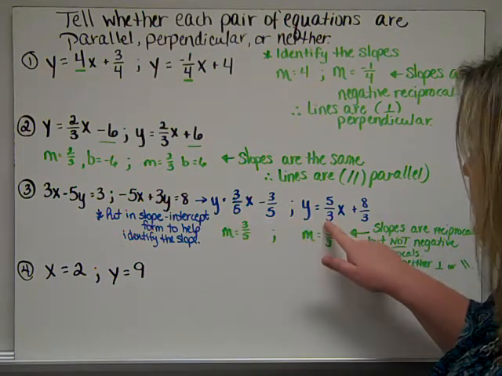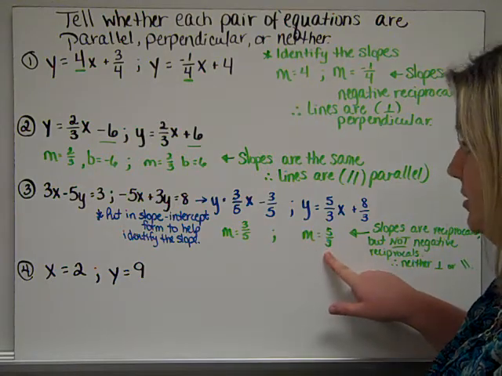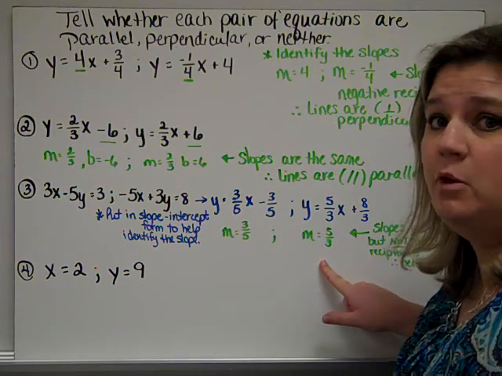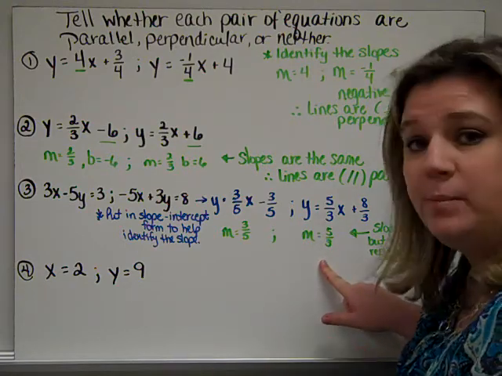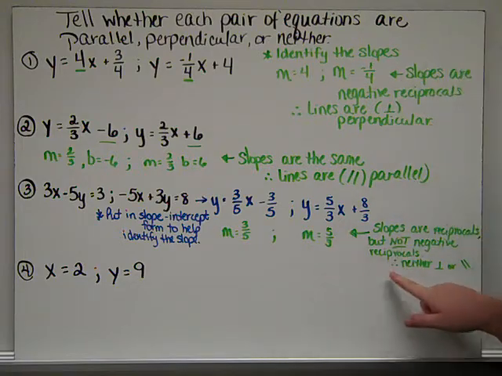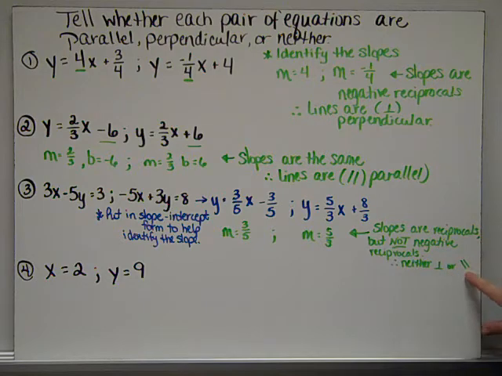Let's look at the slopes. This one is 3/5 and this one is 5/3. We can see that the slopes are reciprocals, but remember, for the lines to be perpendicular, those slopes need to be negative reciprocals. So these particular lines are neither perpendicular nor parallel. Get used to seeing the symbols for perpendicular and parallel.